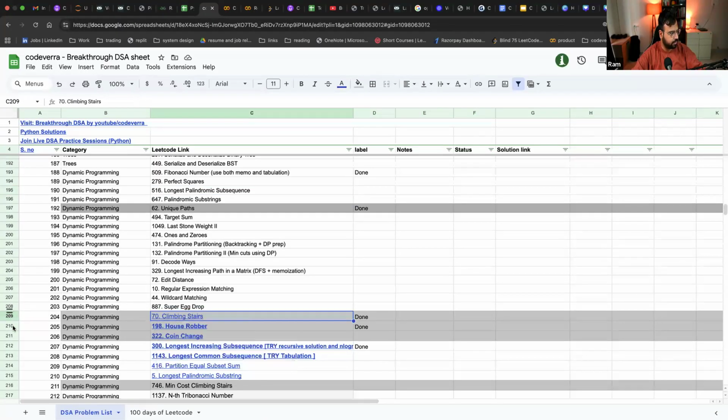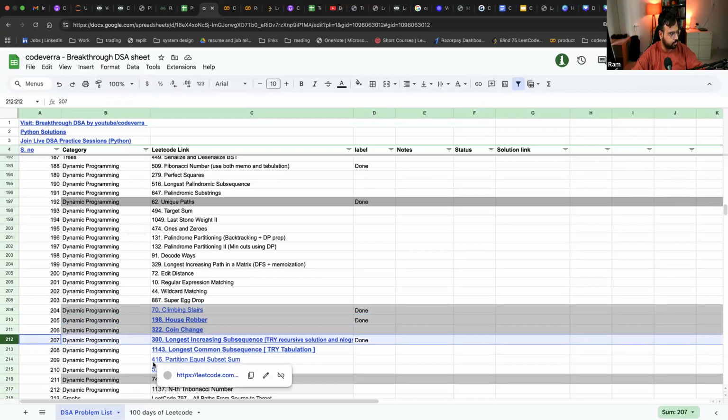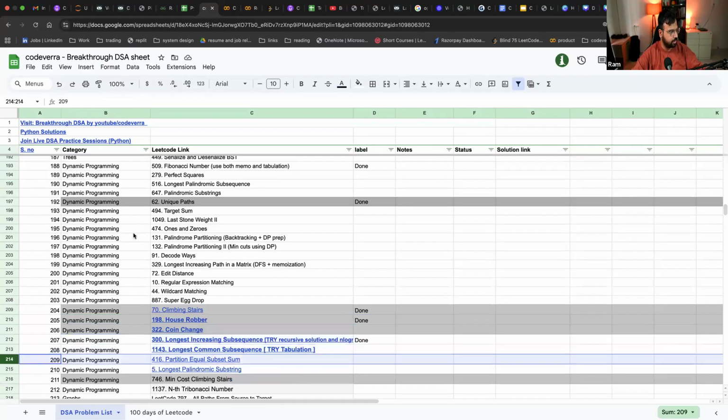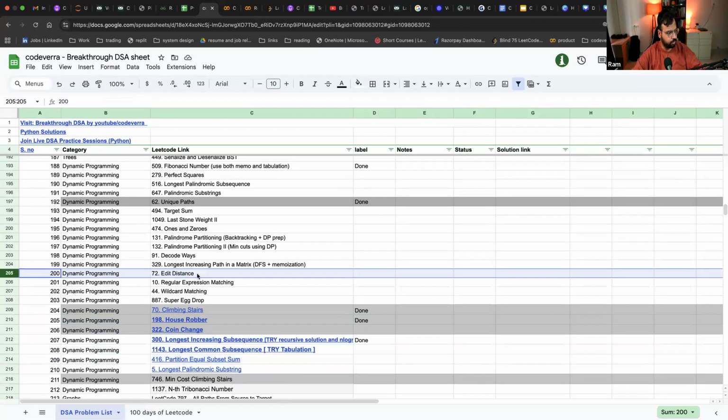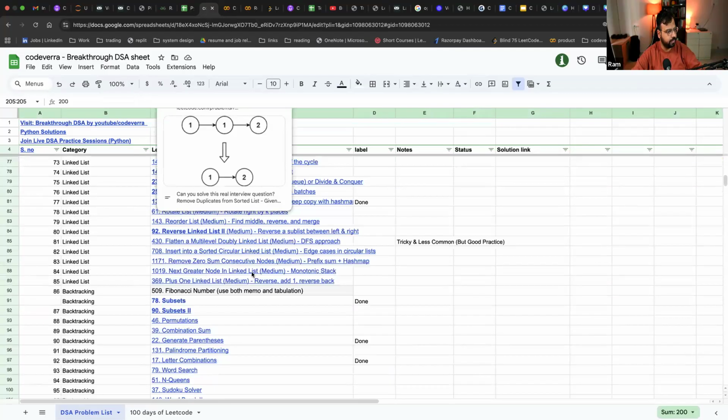Climbing stairs we have discussed. House robber we have discussed. Coin change we have discussed. Longest increasing subsequence we have discussed. So we'll take a break, and then when we come back to dynamic programming next time, we'll do longest common subsequence, partition equal subset, and edit distance. Edit distance is a very good question. So we'll try to do these questions. For now, let us move away from DP.